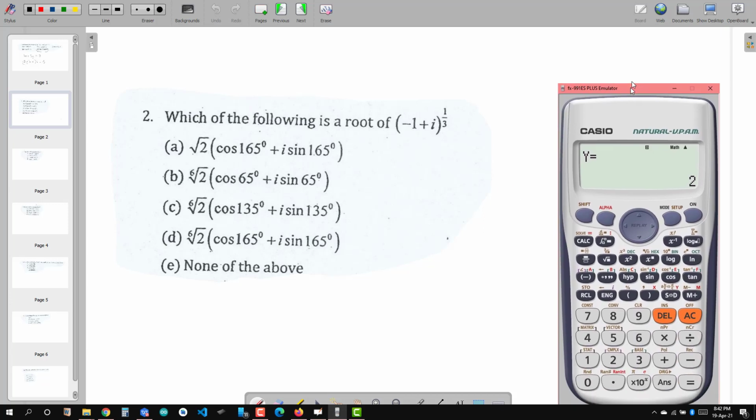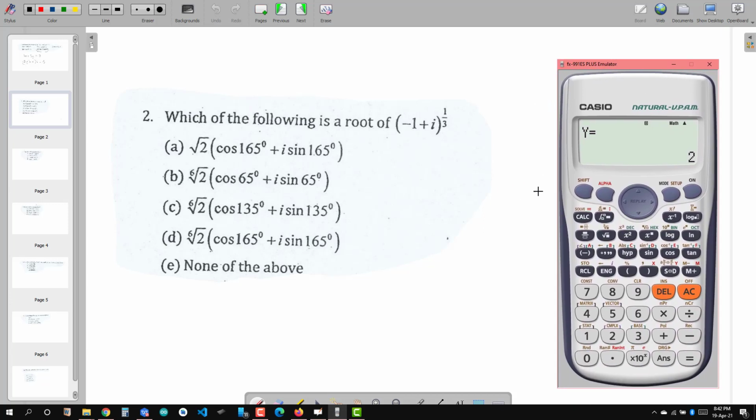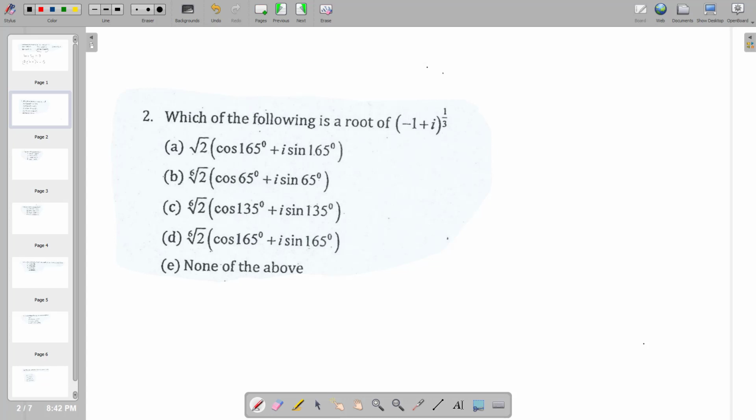Which of the following is the root of negative 1 plus i? Now the key to solving questions involving roots is to quickly convert your complex number into polar form, and then you know that for a complex number r e to the i theta to any exponent n, it's simply r to the n and then e to the i theta n. Check our previous video for an explanation of this if you haven't done so.